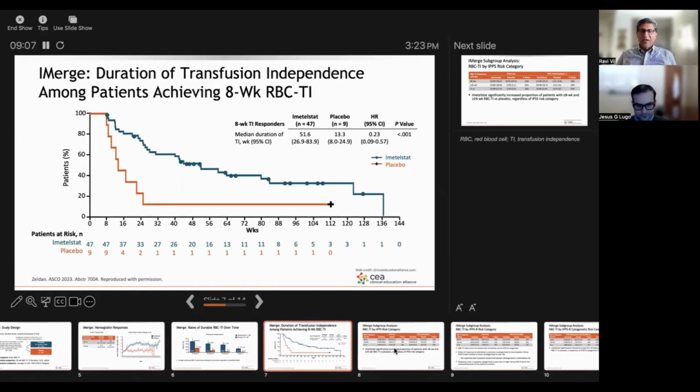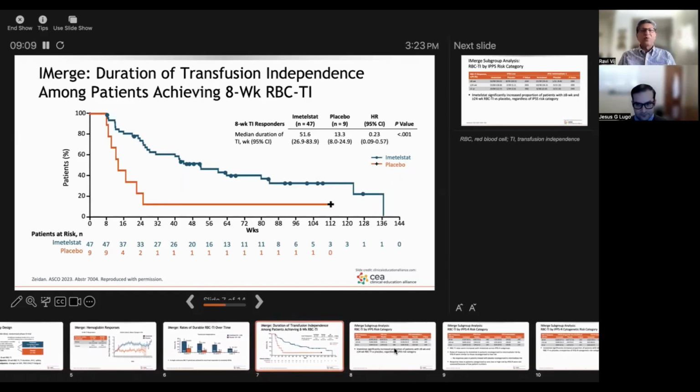It seems like you're saying these were heavily transfused patients, more so than perhaps the luspatercept in the ESA trials. Is that fair to assume? Yes. And how durable were the responses? Well, the responses, as you can see here, go down with time. But some patients were able to respond up to a year. That's not bad. That is not bad.